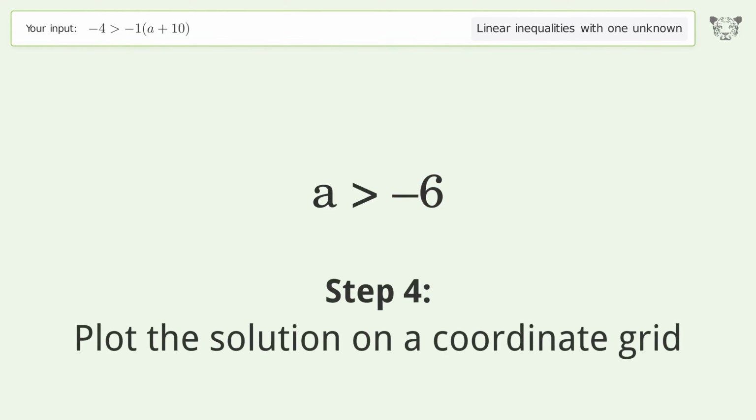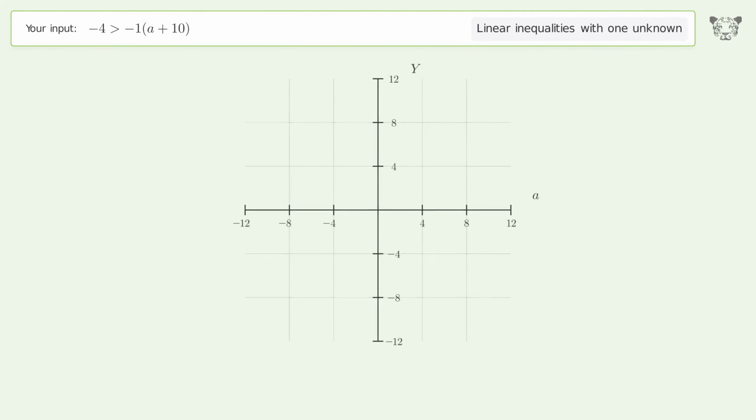Plot the solution on a coordinate grid. And so the final result is a greater than -6.